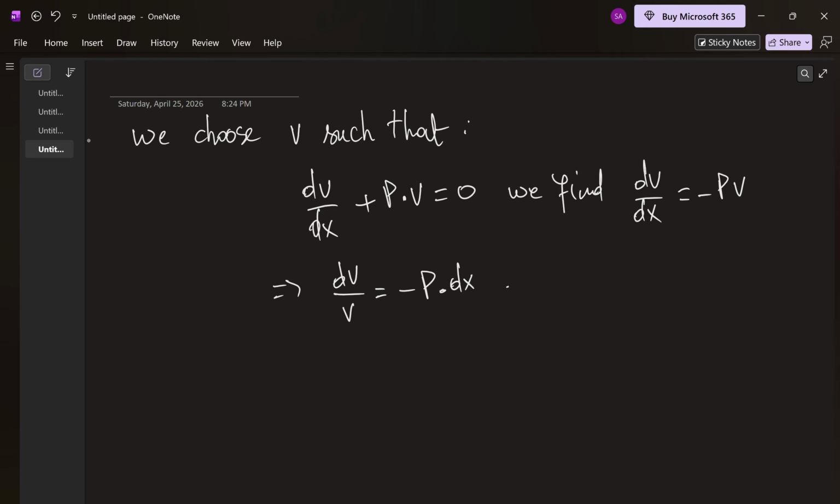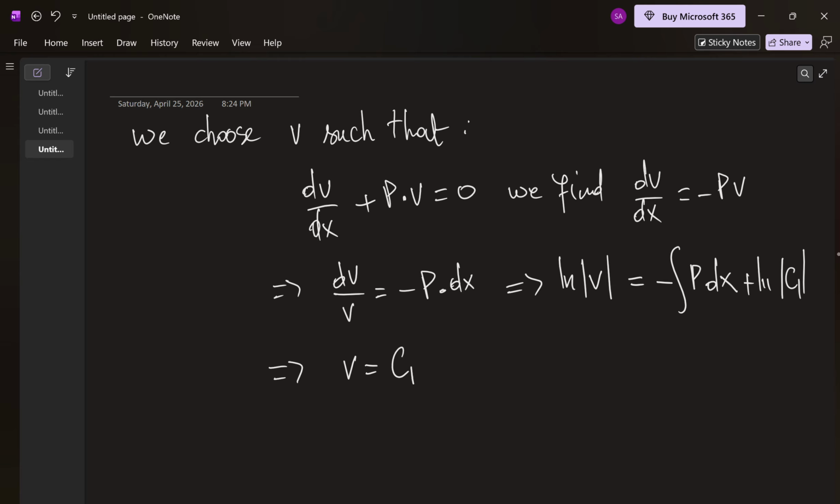Then we integrate, we take the integral, what we get is ln v is equal to minus the integral of p times dx plus some constant c1, or you could write simply ln c1, any constant. Next you will take the exponential on both sides. You get v is equal to some constant c1 times the exponential of minus the integral of p dx.